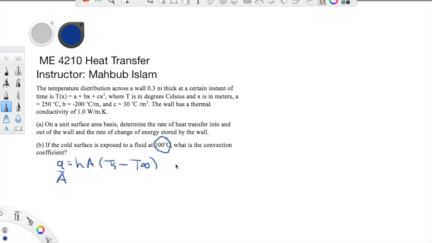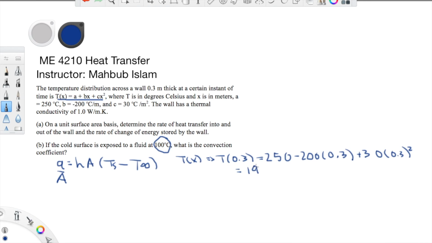And to do that, we simply plug in everything that's given into our T(x) formula. Specifically, x equals 0.3 meters. At T of 0.3, we get 192.7 degrees Celsius. So we can simply plug this into our formula right here in order to get our convection coefficient.